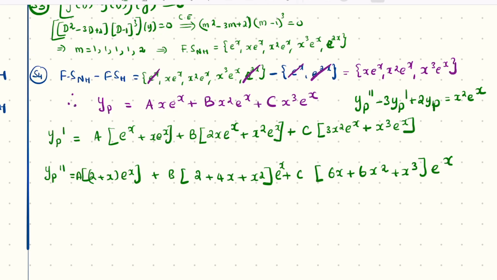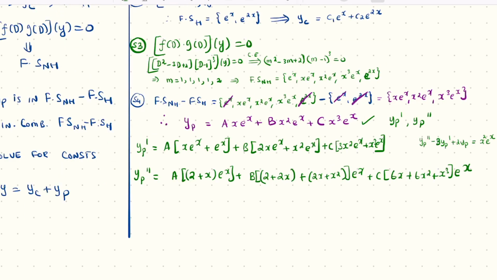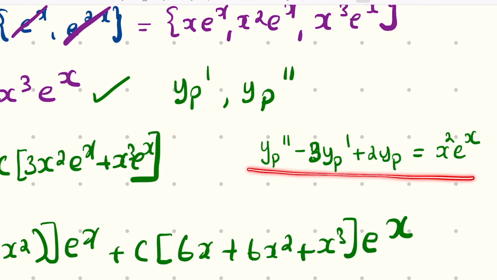So what does that mean? If I plug this in into this differential equation, I should have x squared e^x right there. So let's take a look at how we plug it in. Now we're going to combine y_p, y_p prime, y_p double prime, plug this back in here, and then set it equal to x squared e^x. That's going to help us solve all these A, B, and C. So let's see, how do we do that?